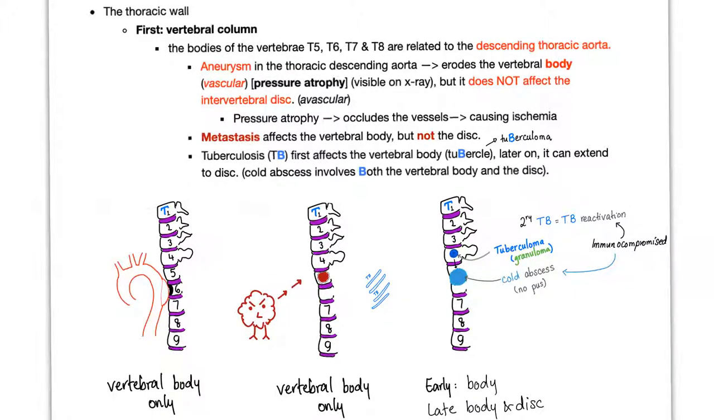Think. How about tuberculosis, also known as Pott's disease, which is a secondary TB? In the beginning, only body. But then later, when you form a cold abscess with no pus, it can involve the body and the disc, and it can spread to the anterior spinal ligament, or it can spread through the psoas muscle.